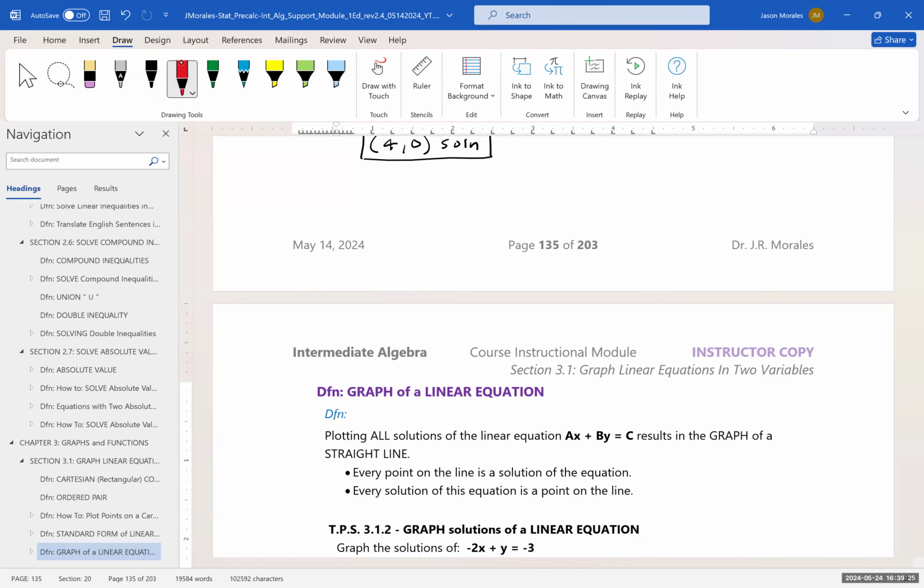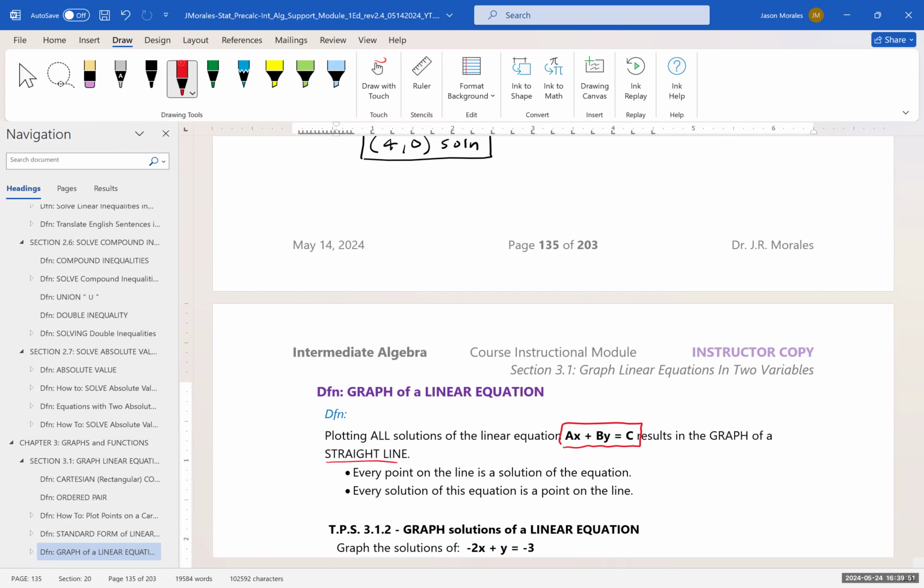Okay, so next we're going to look at graphing linear equations in standard form. And remember, this is our standard form. Plotting all solutions of the linear equation results in the graph of a straight line. I kind of spilled the beans of that conclusion in the previous think pair share.